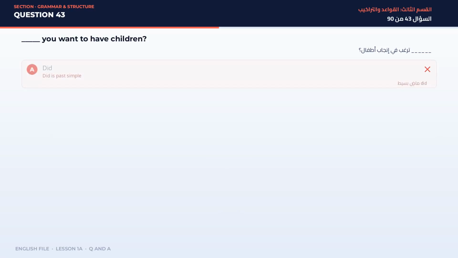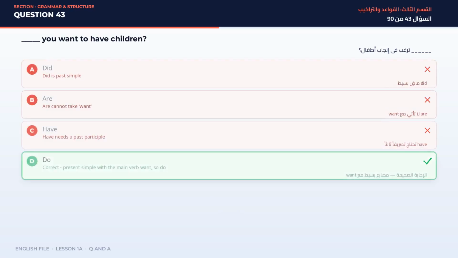The answer is D, do. Present simple with the main verb want, so do. Not A, did is past simple. B, are cannot take want. C, have needs a past participle. Question 40.